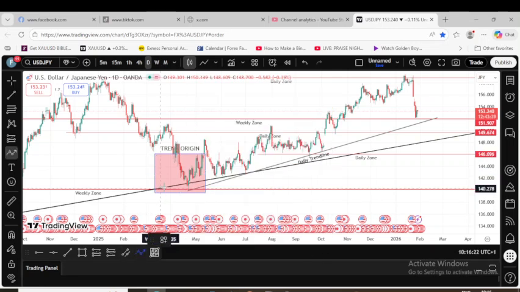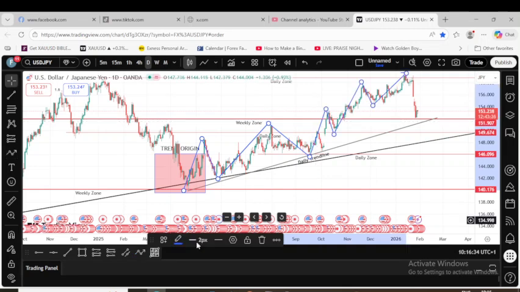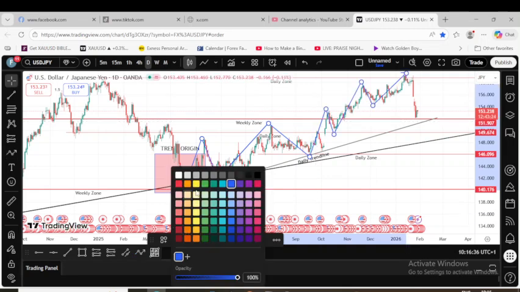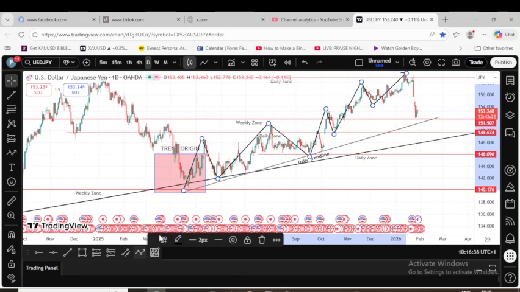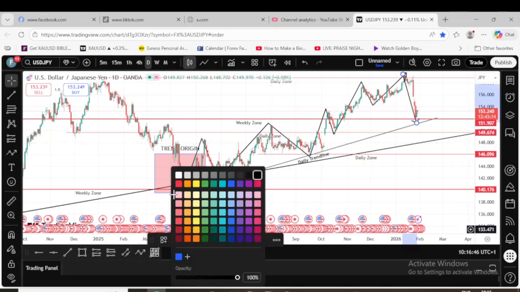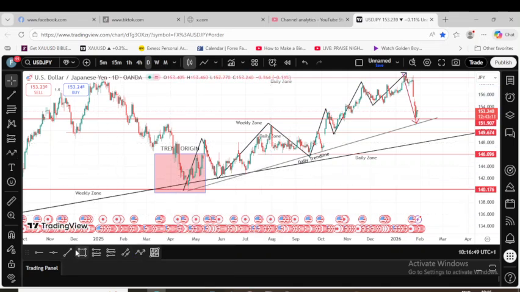And let's mark out our market structure. We have an impulsive move followed by a correctional move. Impulsive, correctional, impulsive, correctional, impulsive, correctional, impulsive. And at this point we have what should have been a correctional move, but this correctional move broke the structure.